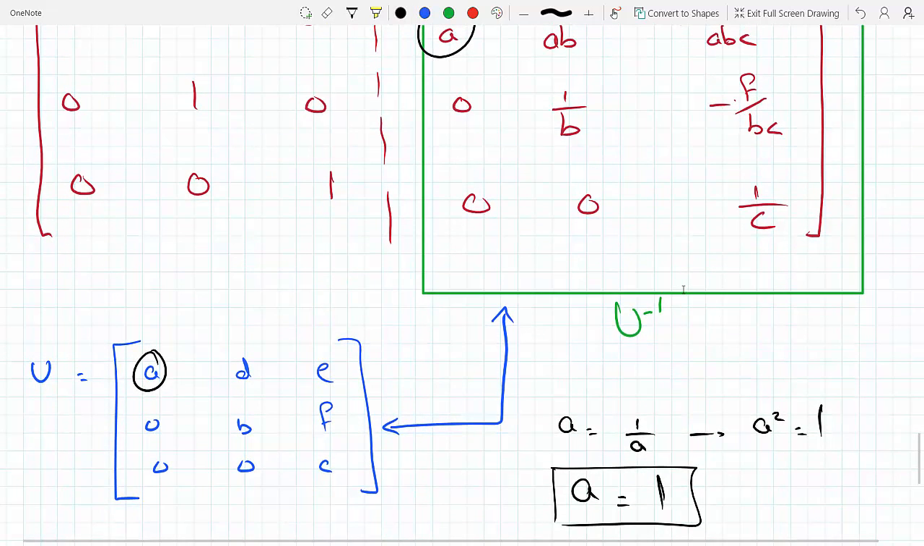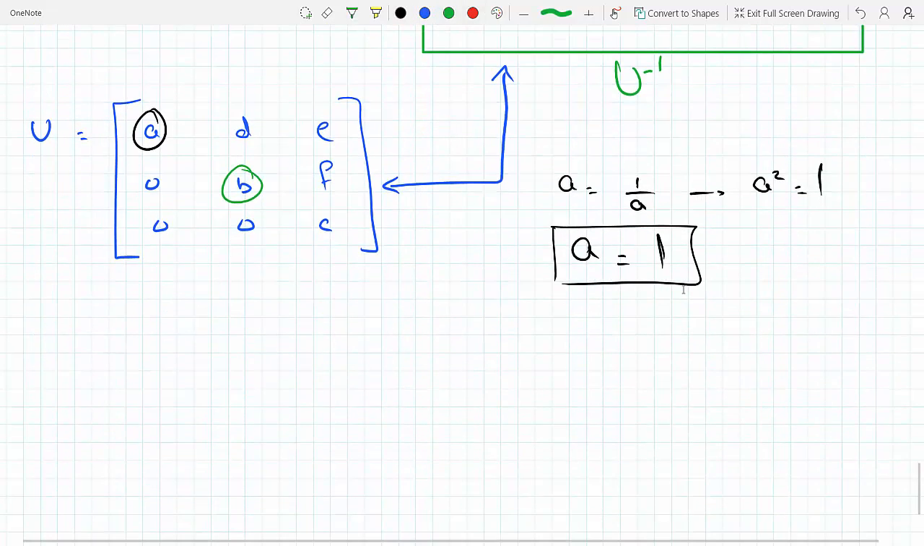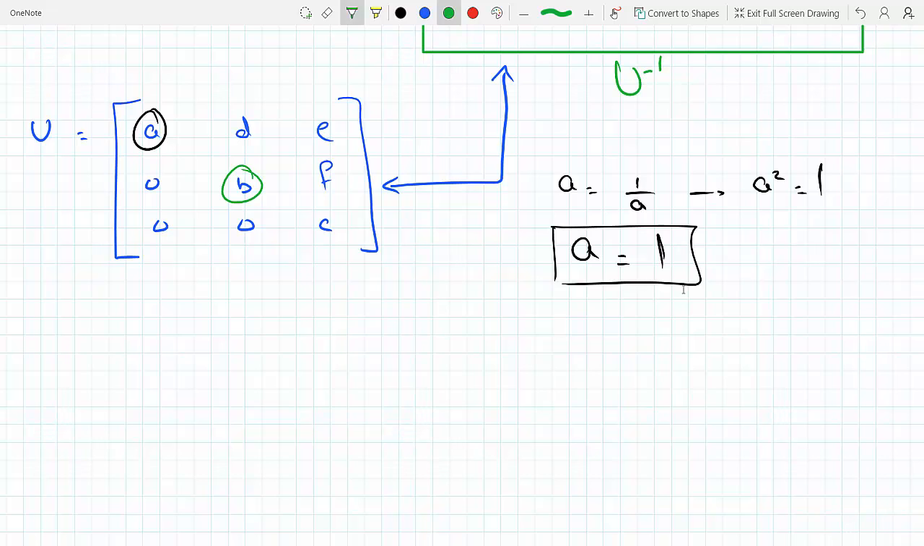Now let's see, also b has to equal 1 over b, which means b squared has to equal 1, which means b, well, b could actually, let's consider plus or minus and see what happens. b equals plus or minus 1.